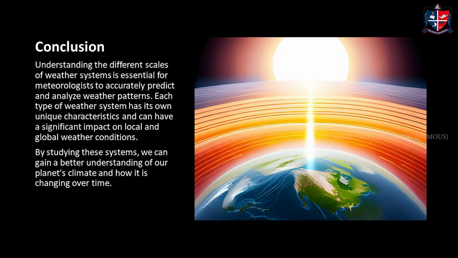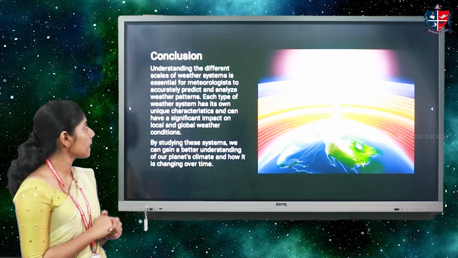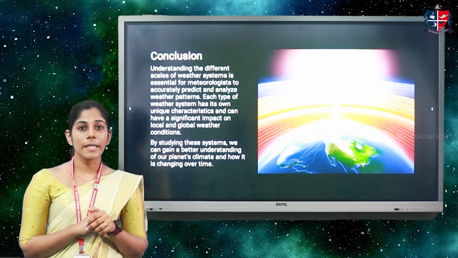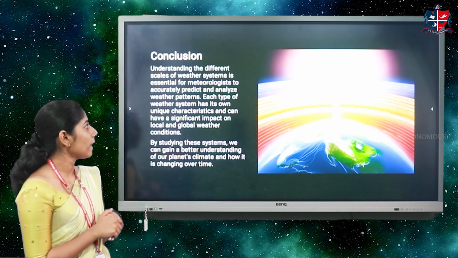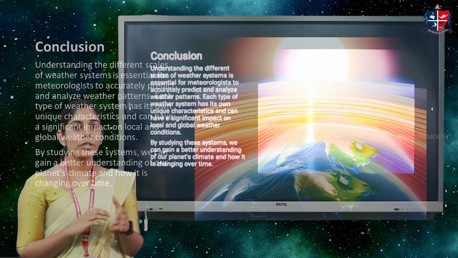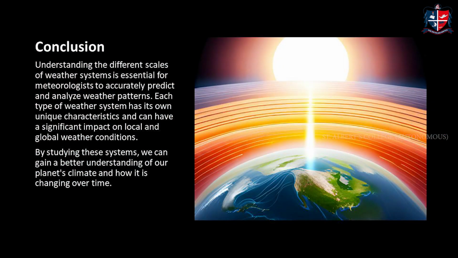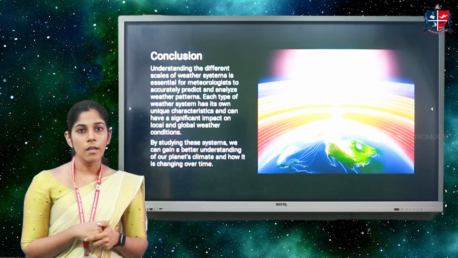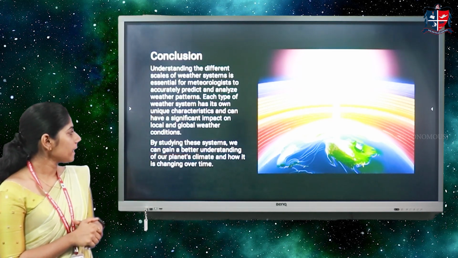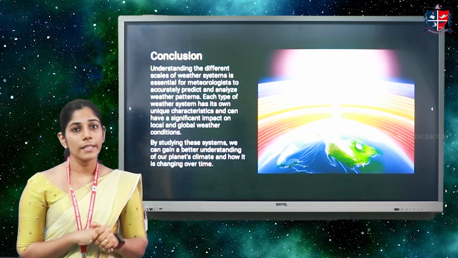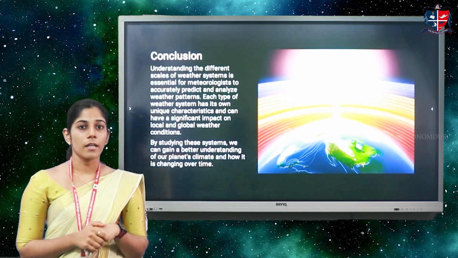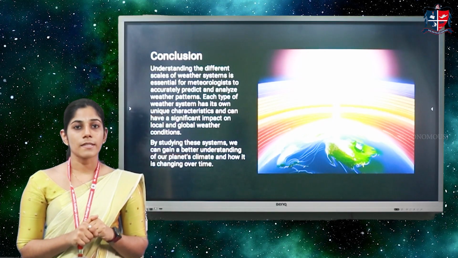Understanding these different scales of weather systems is essential for meteorologists to accurately predict and analyze weather patterns. Each classification of weather systems has its own unique characteristics, and it can have a significant impact on local and global weather patterns. By studying these systems, we can gain a better understanding of the planet's climate changes, and we can understand better about climate change and weather conditions.